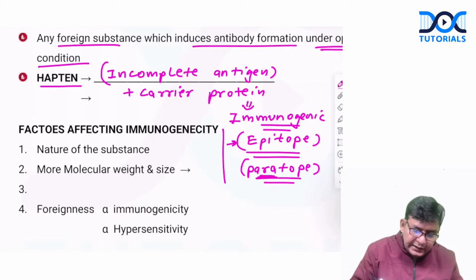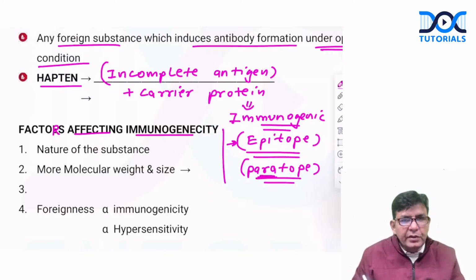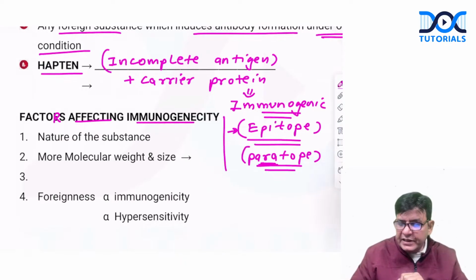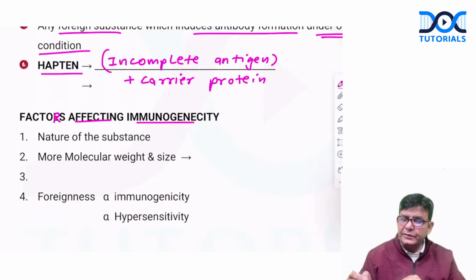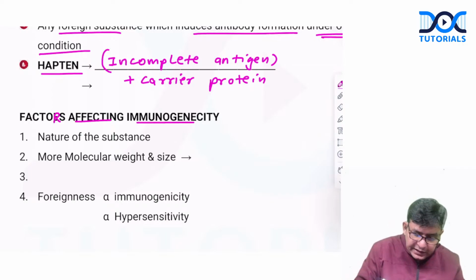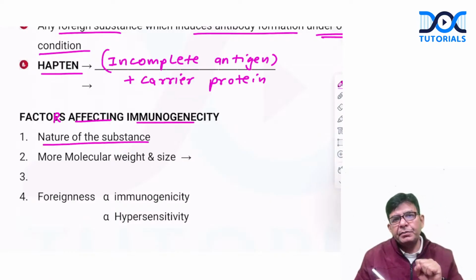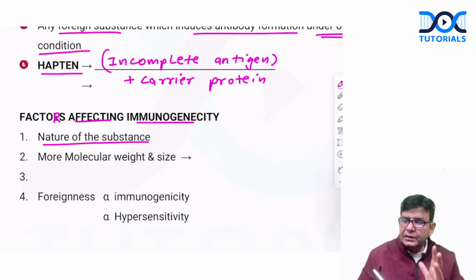Now, other than that, which are the various factors which affect the immunogenicity of an antigen? Okay, which factors affect the immunogenicity of an antigen? So guys, to know that, you should know that there are four important factors which affect the immunogenicity of an antigen. What are those? The first is the nature of the substance, means what that particular antigen or immunogen is made up of. So that particular thing matters.